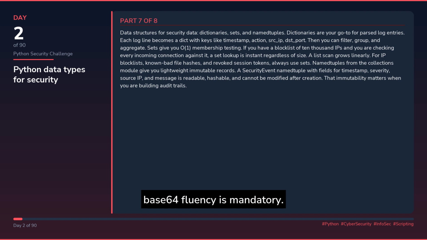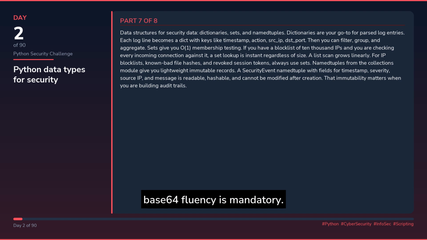Data structures for security data: dictionaries, sets, and namedtuples. Dictionaries are your go-to for parsed log entries. Each log line becomes a dict with keys like timestamp, action, src_ip, dst_port. Then you can filter, group, and aggregate.